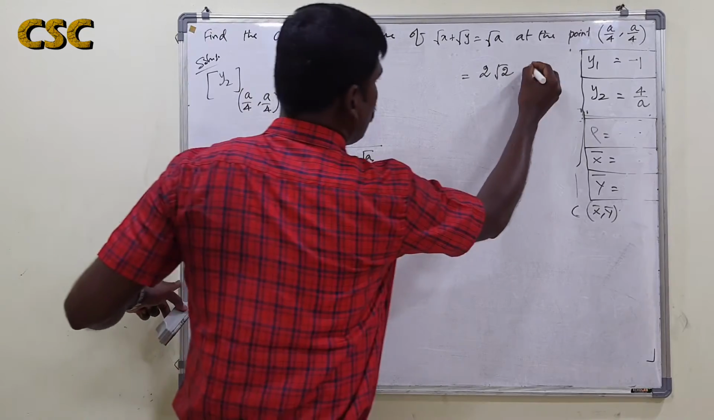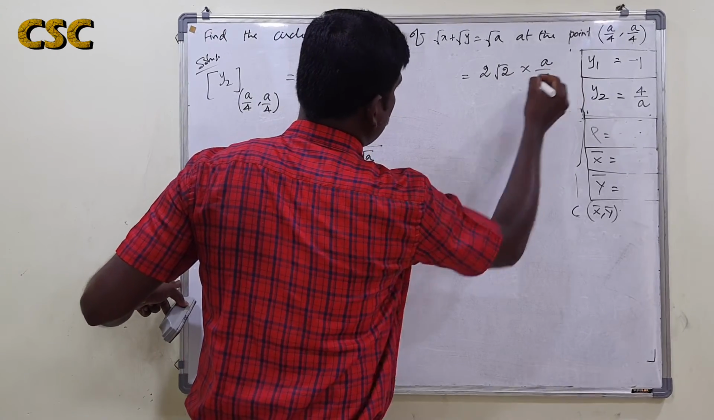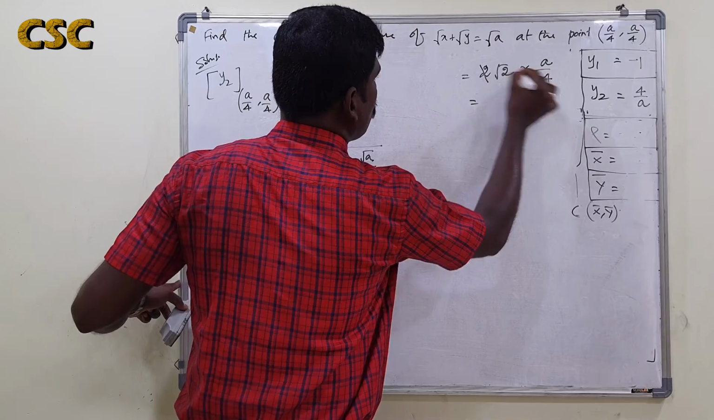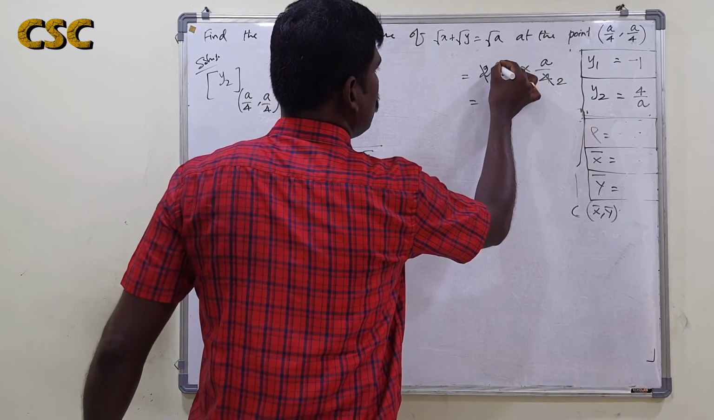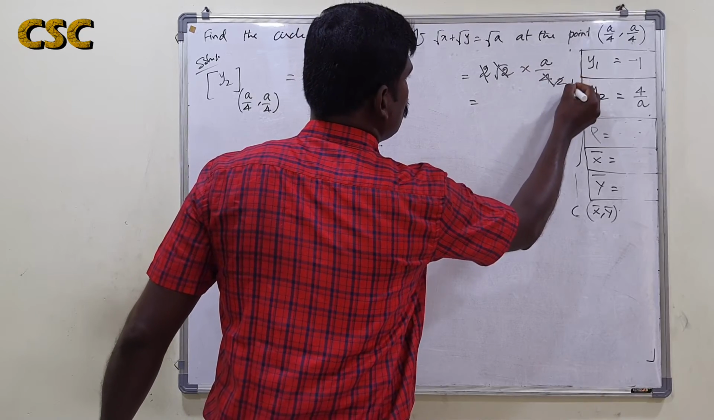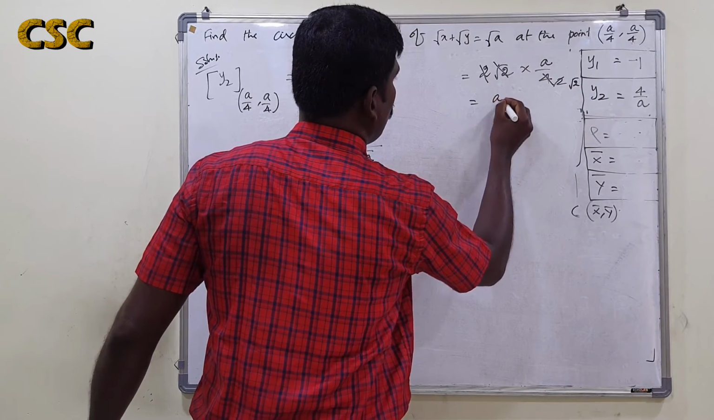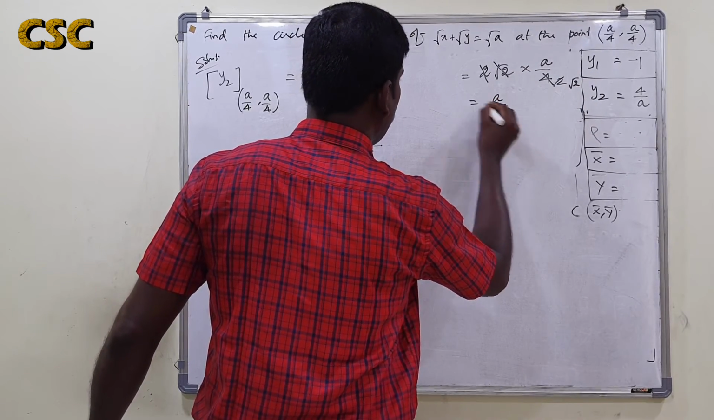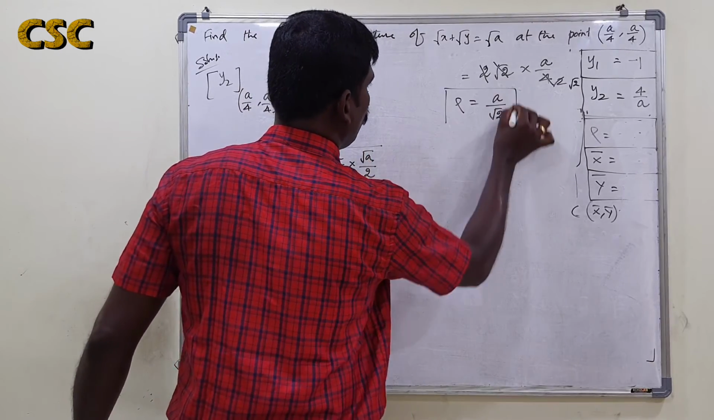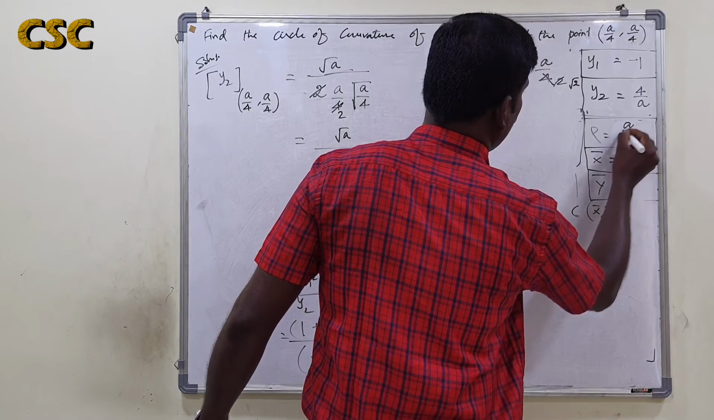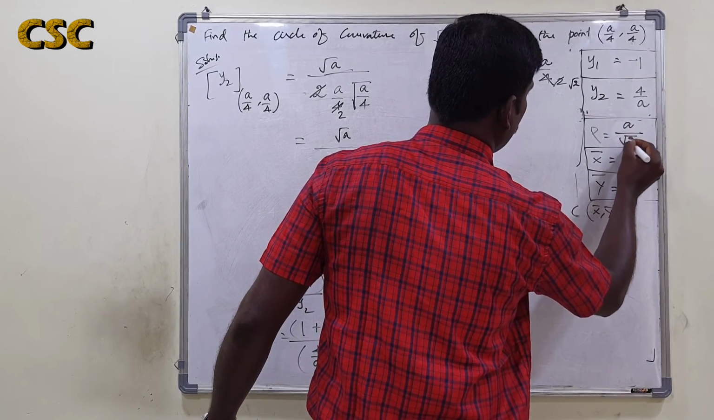So 4 by a can be written as a by 4, reciprocal multiplication. So these two cancel with these two, 4, so it becomes 2. So we can cancel this root 2 with these two, so root 2. So the value is a by root 2. Right? This is the value of rho at the point a by root 2.